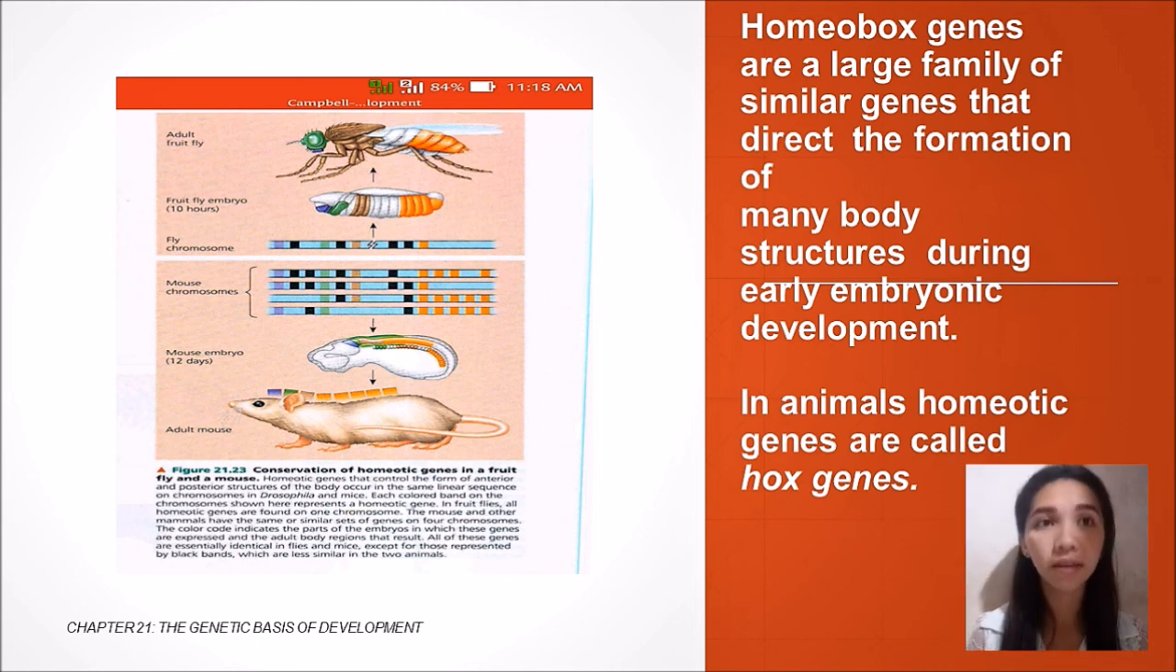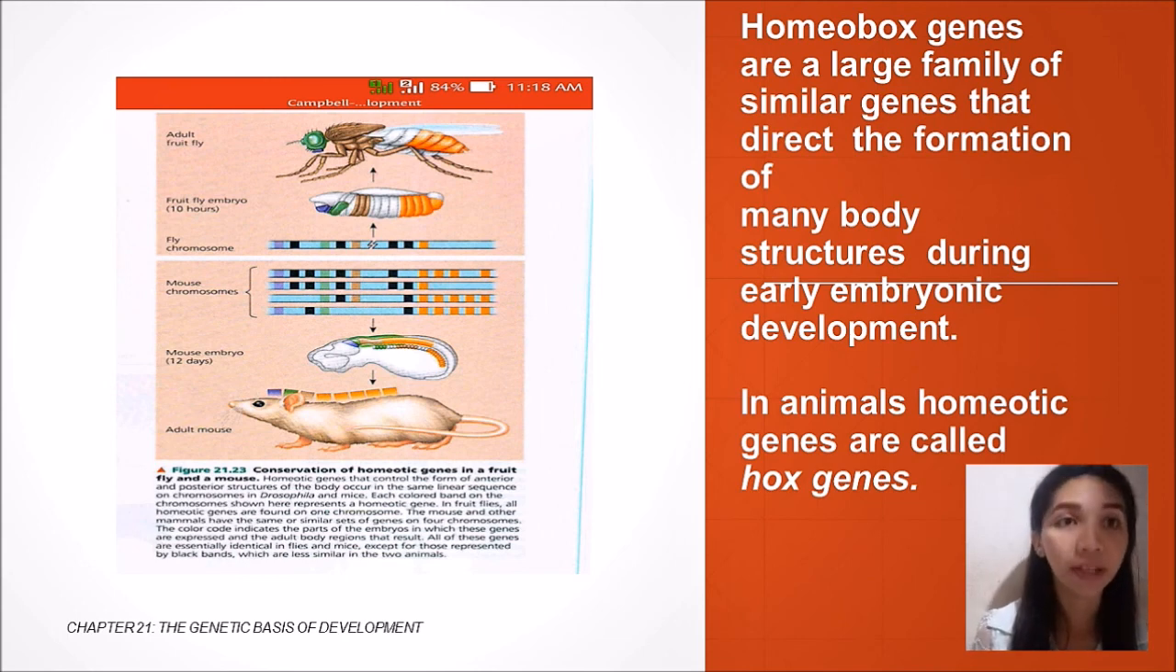As you can see, homeotic genes that control the anterior and posterior structures of the body occur in the same linear sequence on chromosomes in Drosophila and mice. Each colored band shows a homeotic gene. The color code indicates the parts of the body where they are expressed and the adult body regions that result.